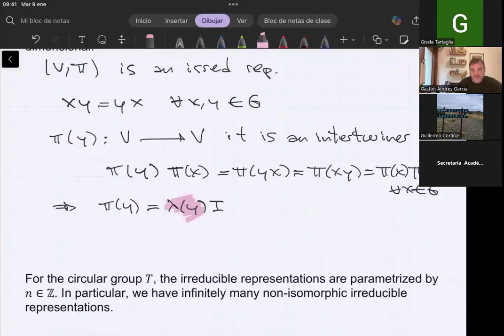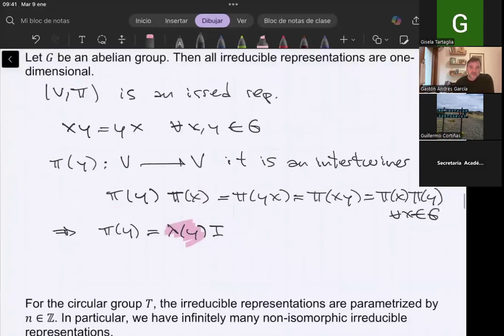So it is one-dimensional because it is irreducible. We take only one vector since the action is given by a scalar. The vector subspace spanned by one vector is a sub-representation. So since the representation is irreducible, it has to be everything. This proves that if the group is abelian, only the one-dimensional representations are the irreducible ones.